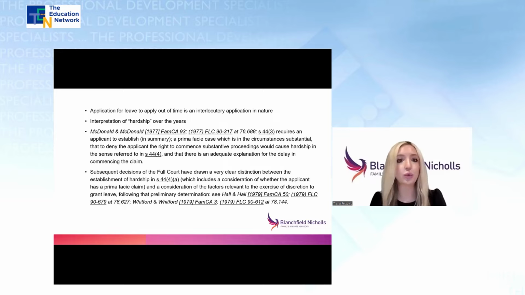Subsequent decisions of the full court have drawn a very clear distinction between the requirement to establish hardship in Section 44, subsection 4A, which includes a consideration of whether the applicant has a prima facie claim, and a consideration of the relevant factors to the exercise of the discretion to grant leave following that preliminary determination. So it is in effect a two-step process. The first step being whether the applicant can demonstrate hardship, and if they do, whether permission should be granted or leave granted for them to commence their application out of time.